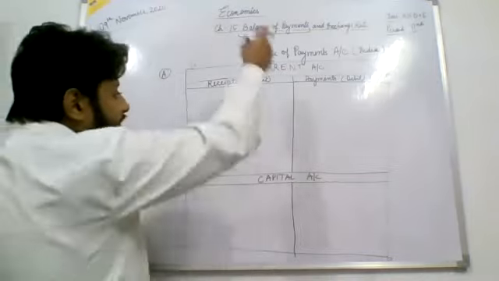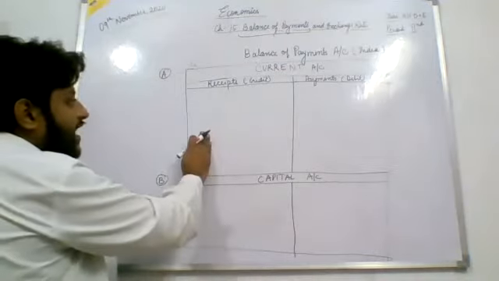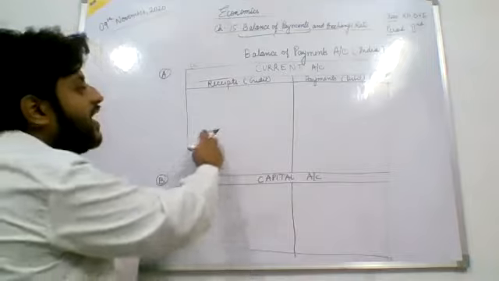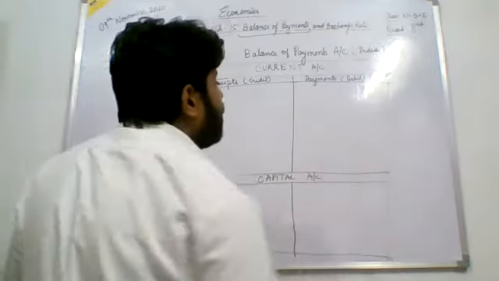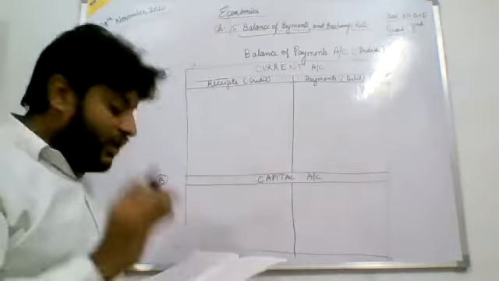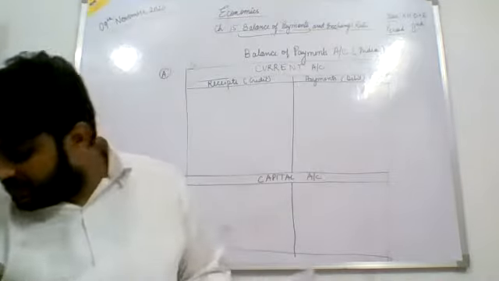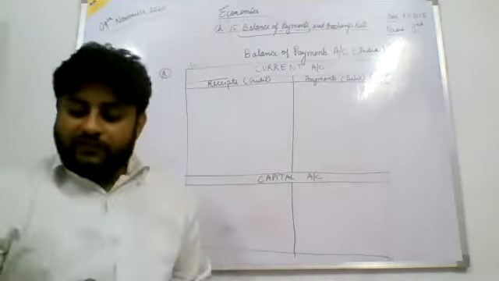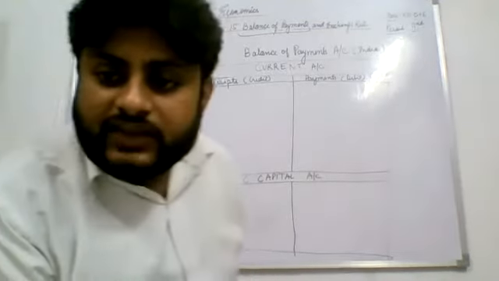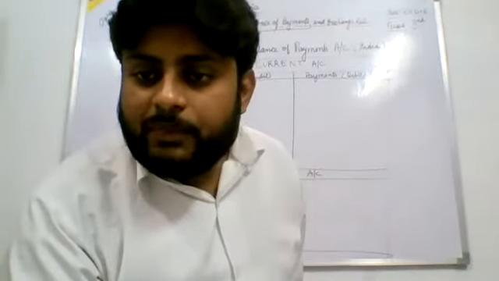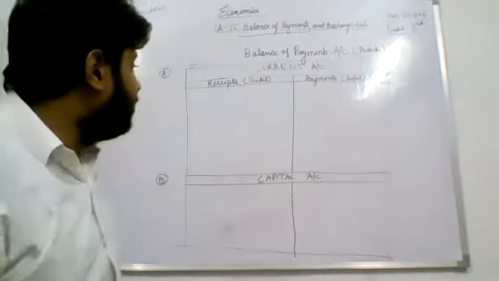Okay, and vertical bifurcation, there is the credit side, which is also known as the receipt side, and the payment side, which is also known as the debit side. So the crux of this balance of payment, if you have understood the crux of this balance of payment, then you will be able to understand the whole theory.